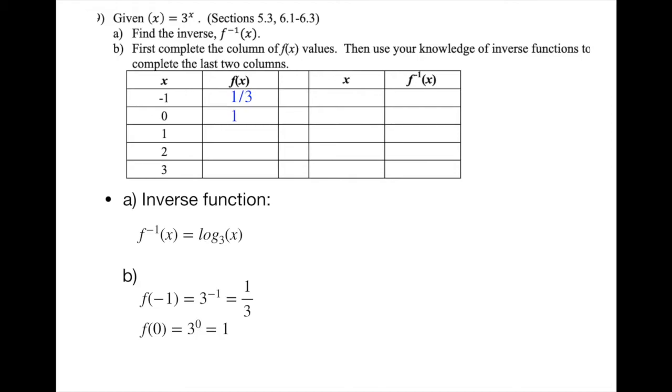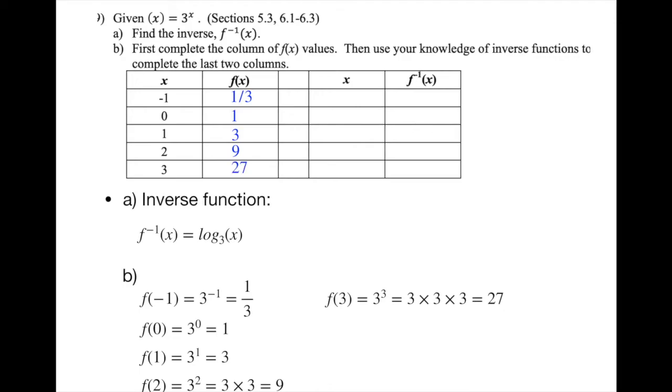Then f of 1 is 3 to the power of 1, which is just 3. F of 2 means 2 of the 3's multiplied together, which is 9. F of 3 is 3 to the power of 3. That means 3 of the 3's multiplied together, which is 27. So that's how you get this column here.